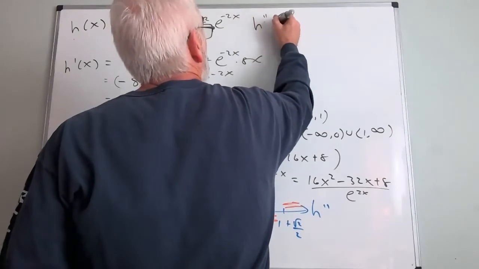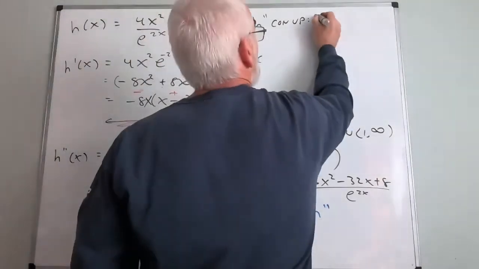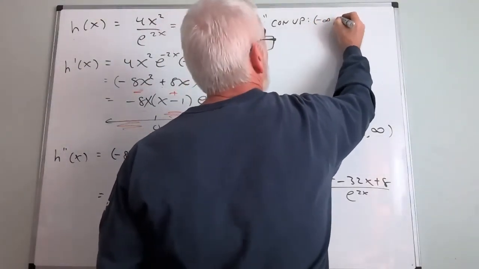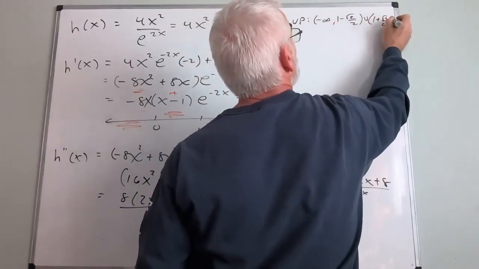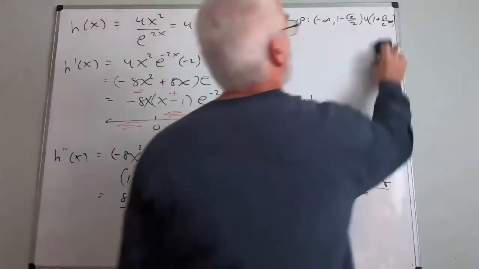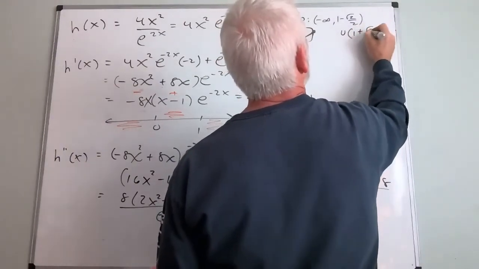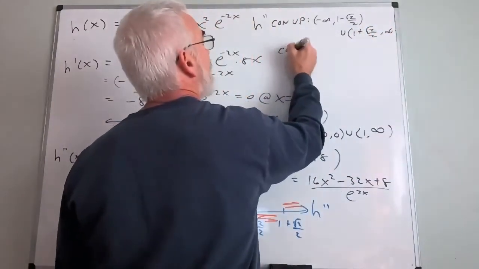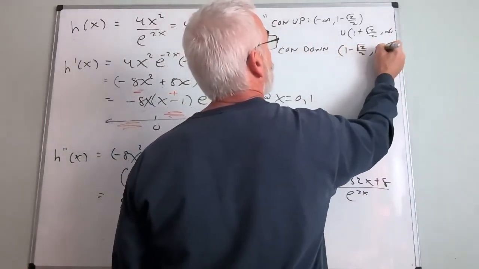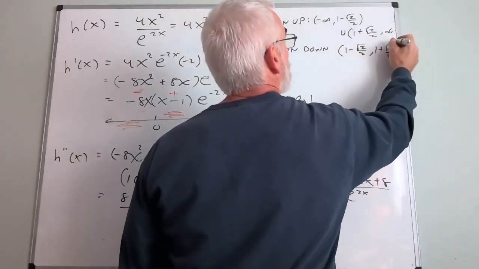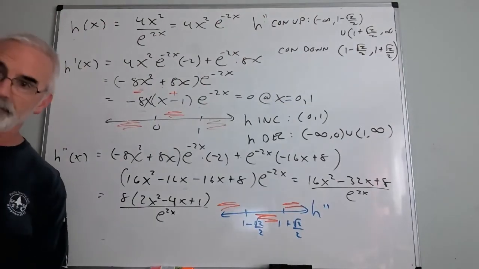So h double prime is concave up from negative infinity to 1 minus root 2 over 2, and then 1 plus root 2 over 2 to infinity. Oh, sorry, that's unreadable. Sorry, like union, then 1 plus root 2 over 2 to infinity. It's concave down from 1 minus root 2 over 2 to 1 plus root 2 over 2. And because I changed concavity twice, I'm going to have 2 inflection points.